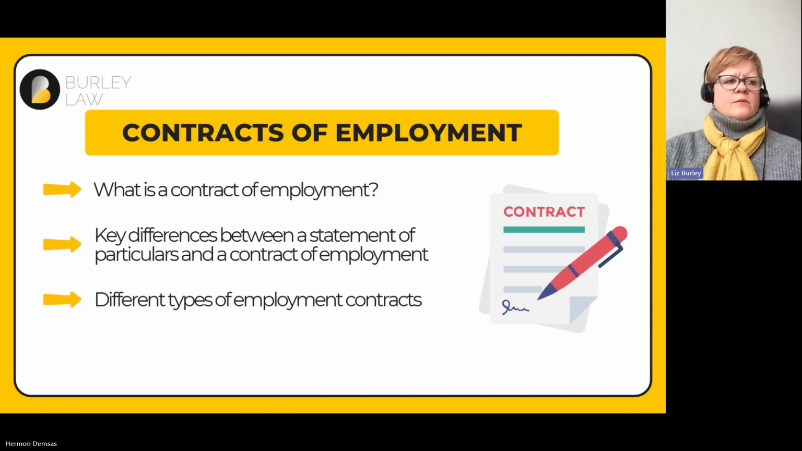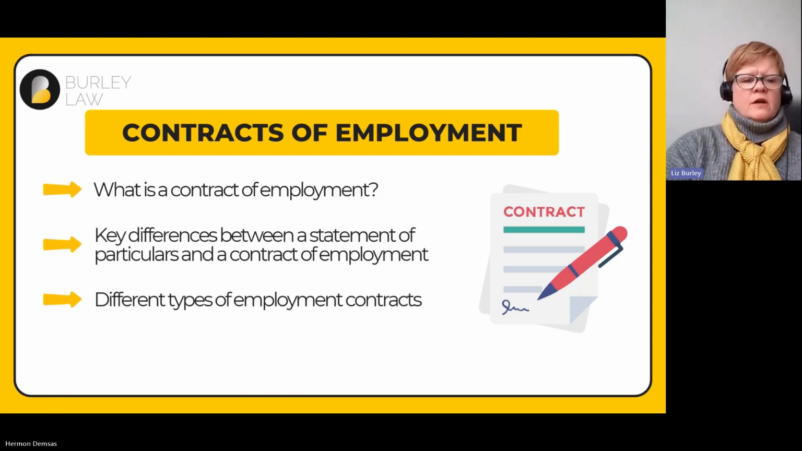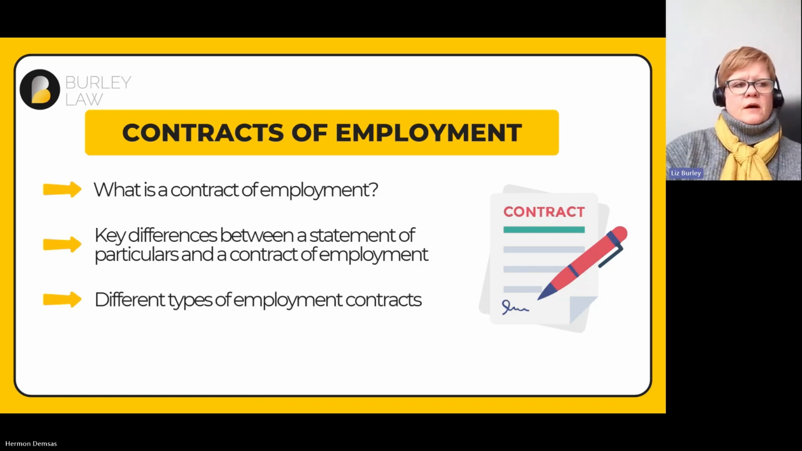So there are key differences between what we call a statement of particulars and a contract of employment. By law, under the Employment Rights Act Section 1, everybody who is a worker or an employee must be given a written statement of the particulars of the main terms of their employment by day one of employment. And those particulars must be in a single document, and as I say, they must be given by the first day of starting work.